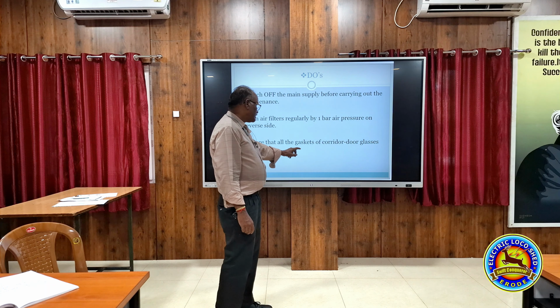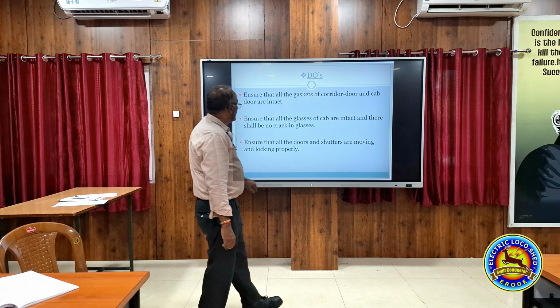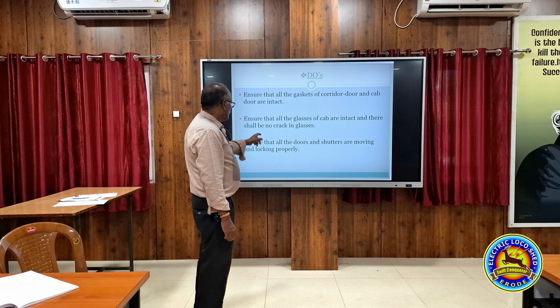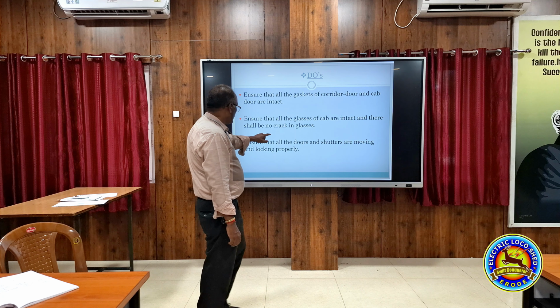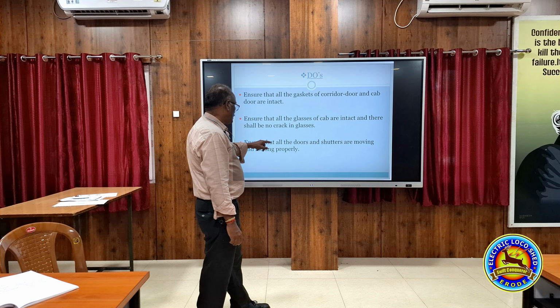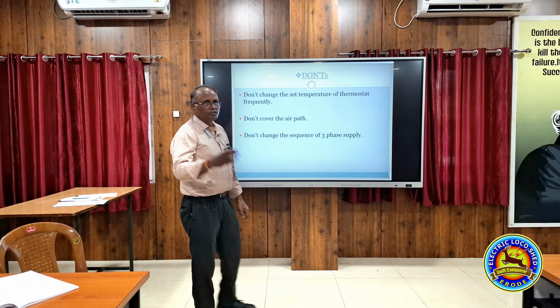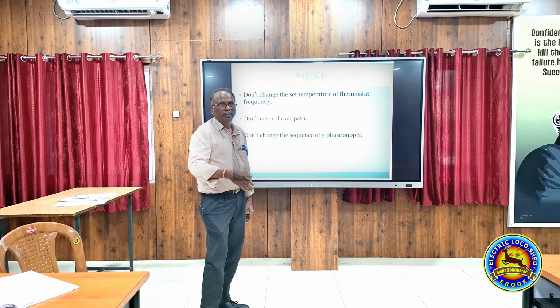Ensure that all the gaskets of the corridor door glasses are intact. Ensure that all the gaskets of the corridor doors and cab doors are intact. Ensure that all the glasses of the cab are intact and there is no cracking of glasses. Ensure that all the doors and shutters are moving and locking properly, to avoid outside air going inside, otherwise the cooling will not come down to 23 degrees Celsius or 20, and it will go up high.